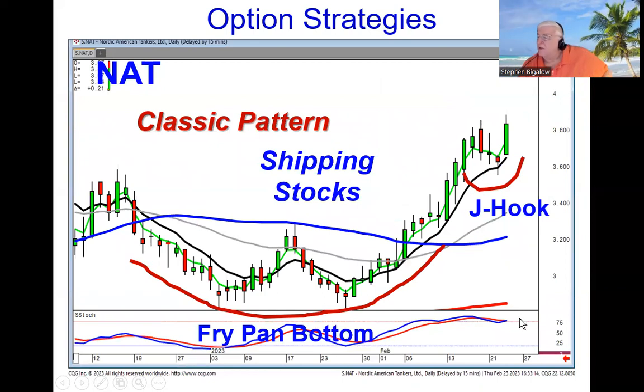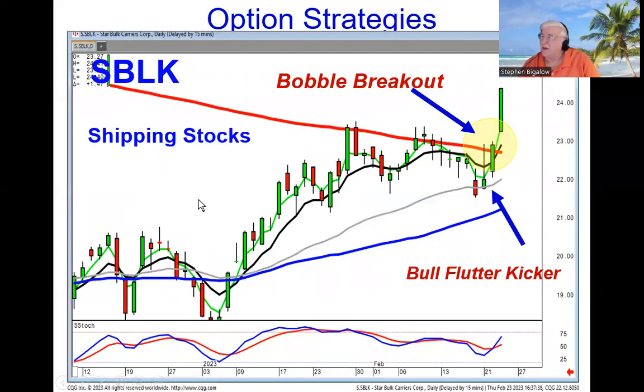The shipping stocks showed good strength today. As we can see in Nordic, there was your fry pan bottom, double bottom, fry pan bottom breakout, J-hook pattern. Tells us that wave 1 and wave 3 are likely to be the same. Where do we get confirmation or additional confirmation? If other stocks in the sector are doing the same thing.